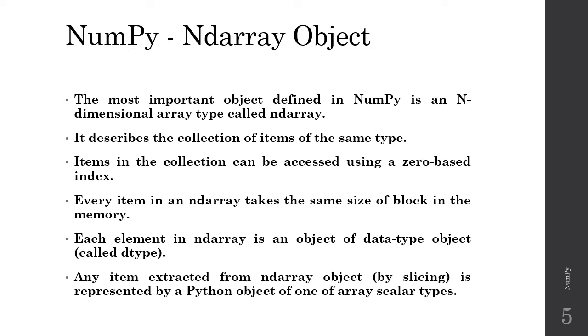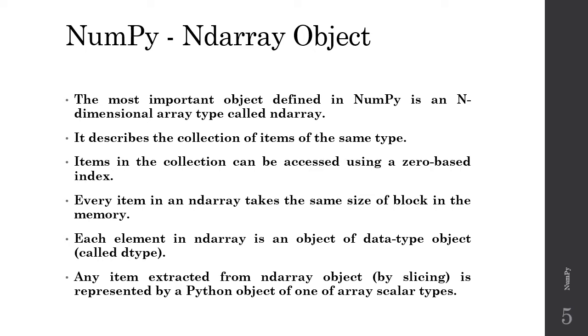Items in the collection can be accessed using a zero-based index. That is, the first element can be accessed using zero as the index location, the second element with index location 1, and so on. Every item in an ndarray takes the same size of block in memory because they are of the same data type. Each element in an ndarray is an object of a data type object called dtype.